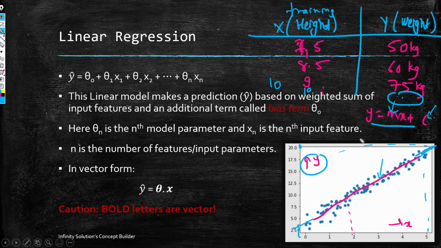Easy. So this is what our basic machine learning model, a linear regression, is. Correct? Now what it will do is predict. So y hat is y predicted.